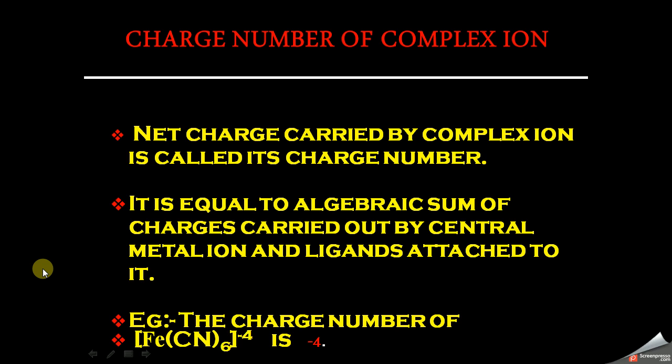For example, in [Fe(CN)6]4-, the charge number is -4, because the charge on that complex ion is -4. Here the central metal Fe is bonded with 6 cyano groups. So what is the coordination number of Fe in this complex? It is 6. And remember that CN- is a monodentate ligand.